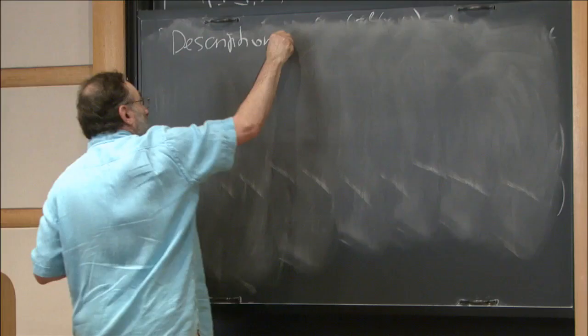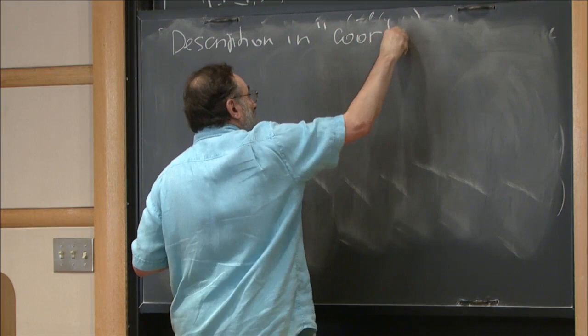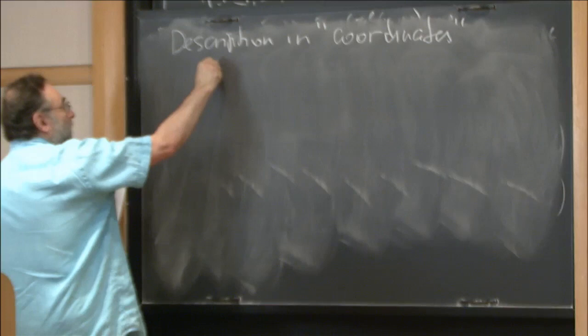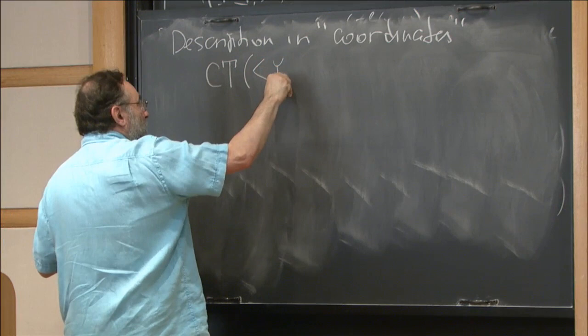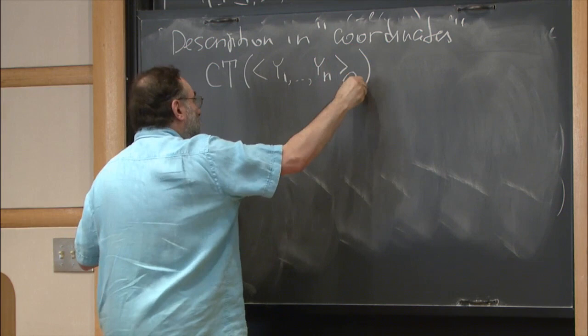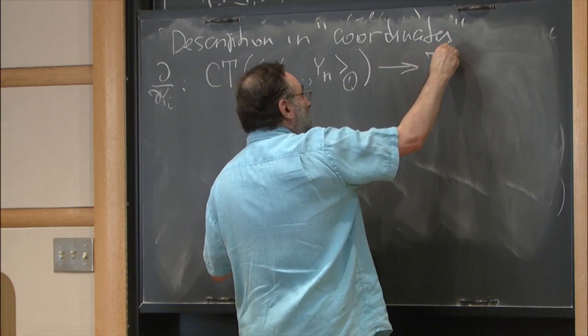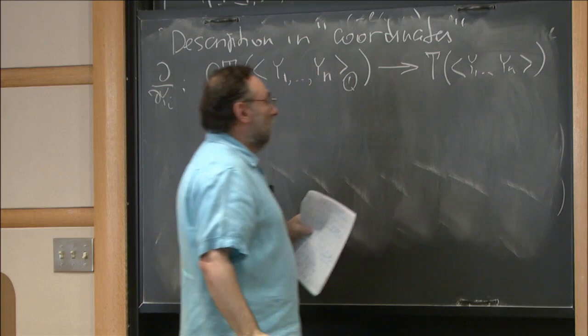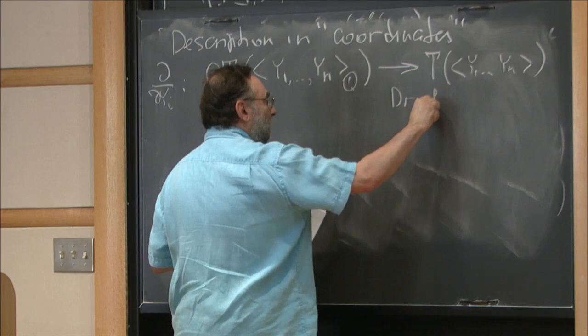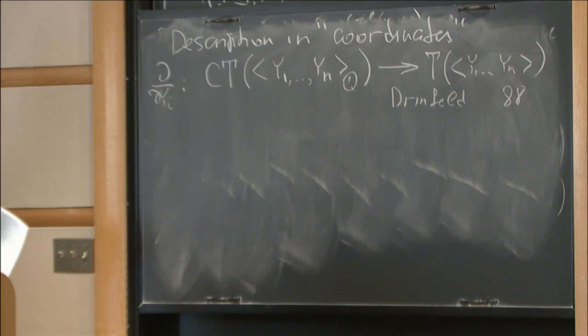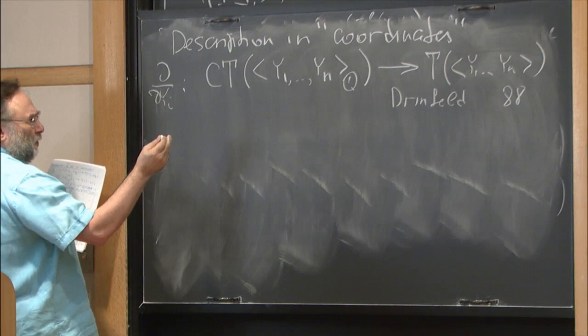In coordinates. Now, let's suppose that you start with the cyclic tensor envelope of an arbitrary finite dimensional vector space with a certain basis. So you start with this. Now I define the notion of partial derivative, which acts from here to the tensor algebra of y1 and so on up to yn. So this is a construction which was first used by Drinfeld in about 88 in his papers on Galois groups. But it's probably a very classical construction. That's why I learned it. So you just define this by example.